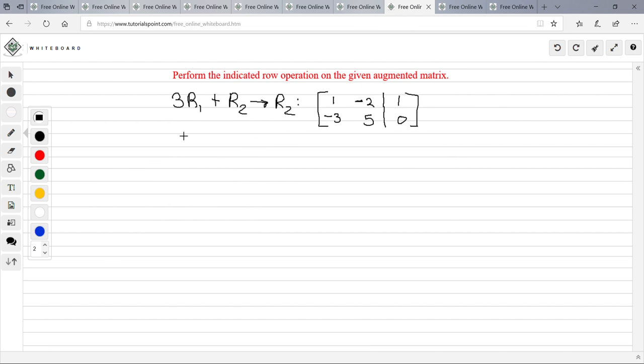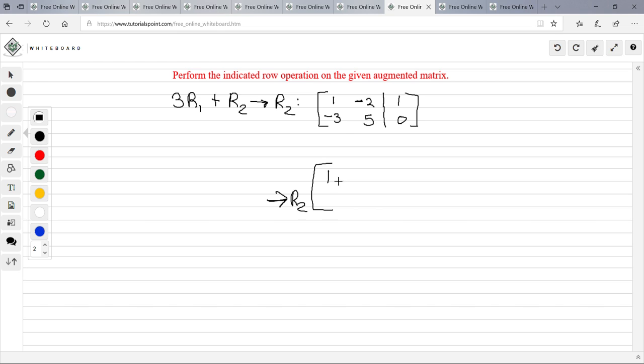Now I think we're going to do some row operations. So it says perform the indicated row operation on the given augmented matrix. So we're multiplying the scalar 3 to row 1 plus adding row 2, and this is going to be our new row 2. We don't care about row 1 because we're not touching it, we're only touching row 2. So what we can do is write whatever row 1 is.